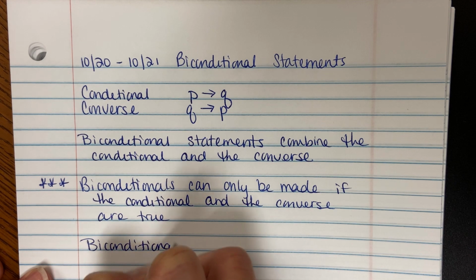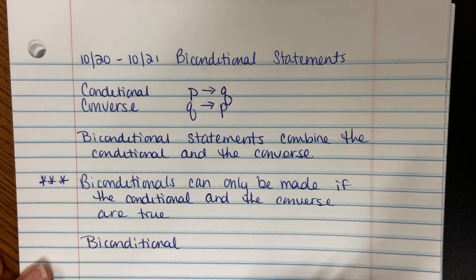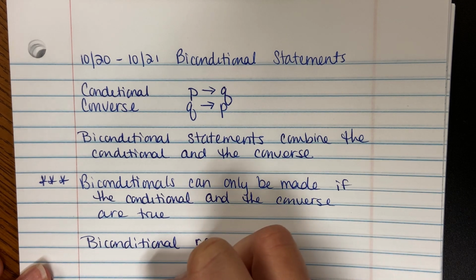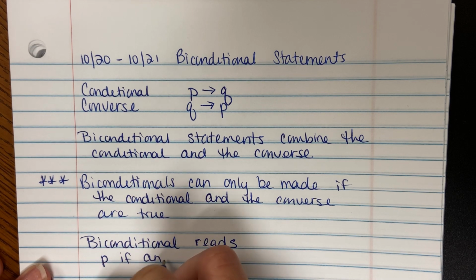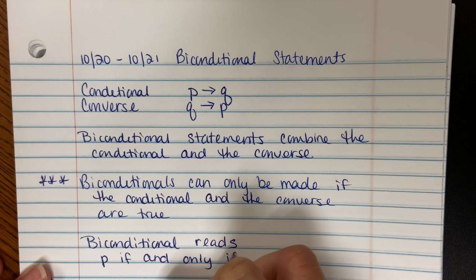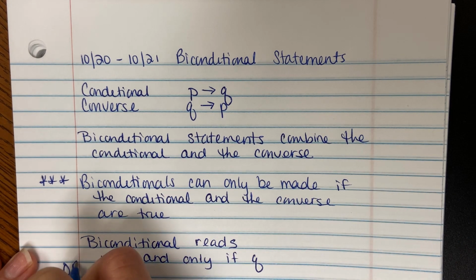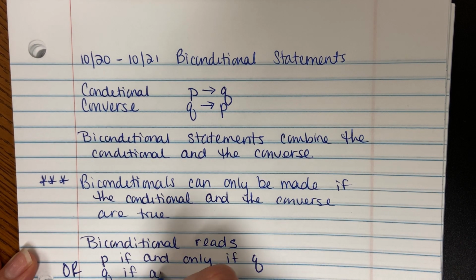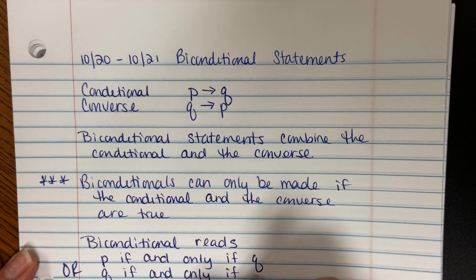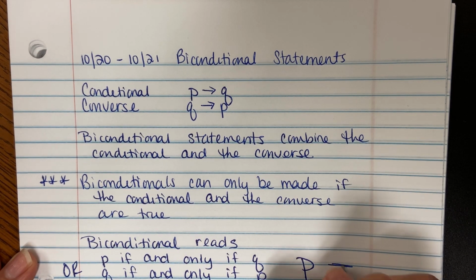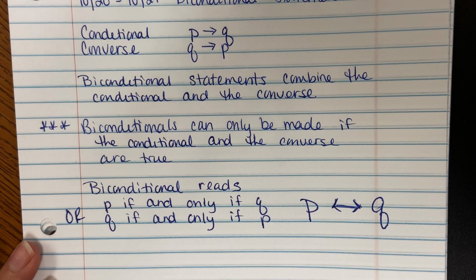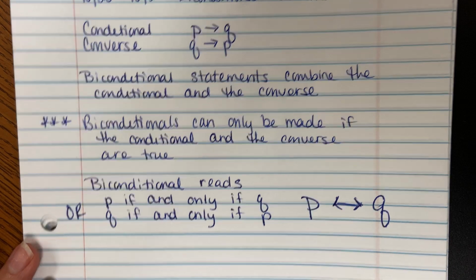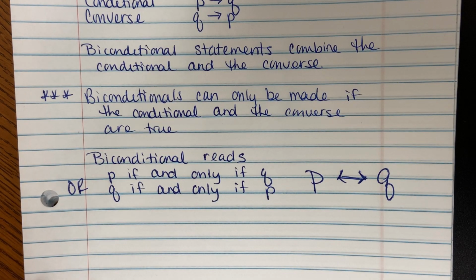So, the way a biconditional reads. A biconditional does not start with the word if. This is the only one that doesn't start with the word if. So it reads, P, if and only if Q, or Q, if and only if P. And we write that with like a double arrow here. I know I'm going fast, so make sure that you pause it, okay, so that you can get this all down. So I'm going to give you a conditional statement, and we're going to see if we can write the biconditional.